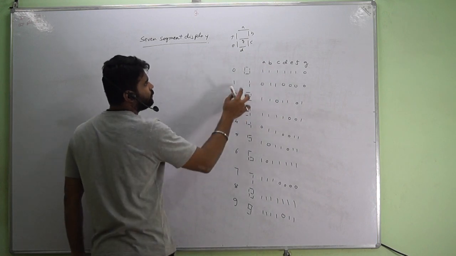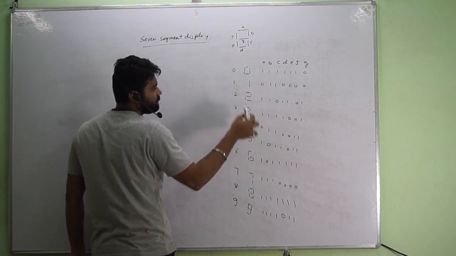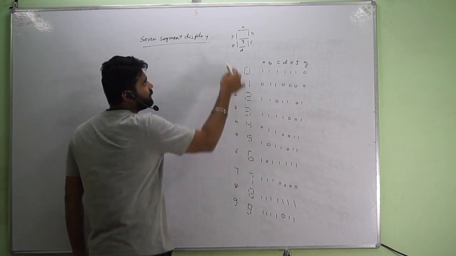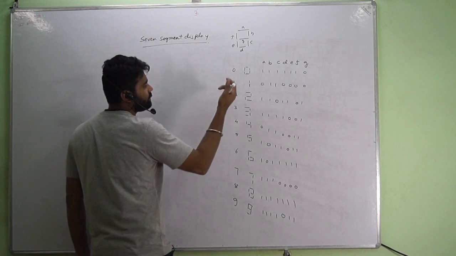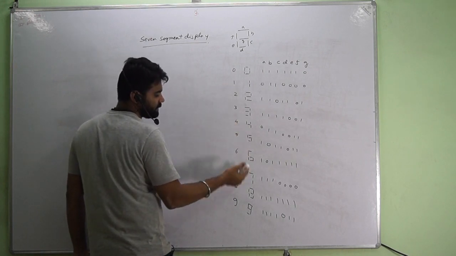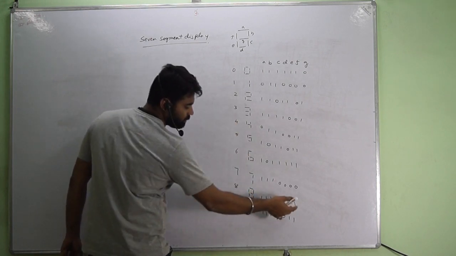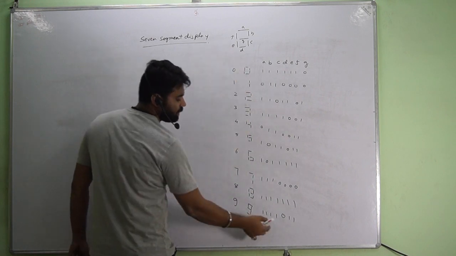For 2, F and C will be off. For 3, F and E will be off. E and F, obviously. Then 4, 5, 6 and 7. For 8, all will be on. For 9, only E will be off.